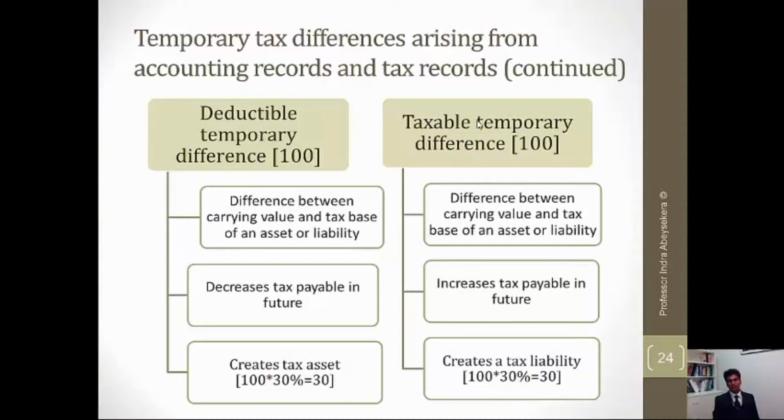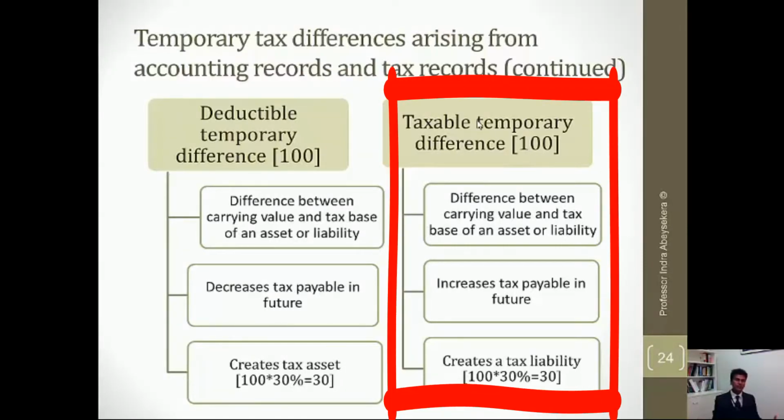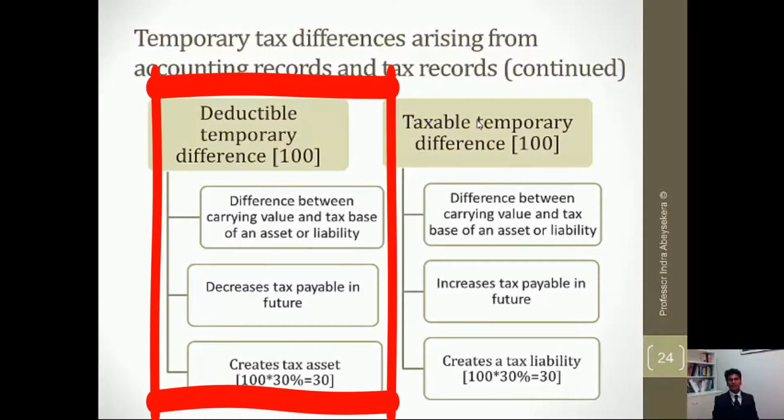There are two types of temporary differences. One is called deductible temporary difference. The other one is called taxable temporary difference. Now this difference is, you take the carrying value, then minus the tax base, that difference. One is a deductible difference, the other one is a taxable difference. If that difference can be deducted in the future for tax payable purposes, then it becomes an asset because we are going to save money. Creates a deferred tax asset.